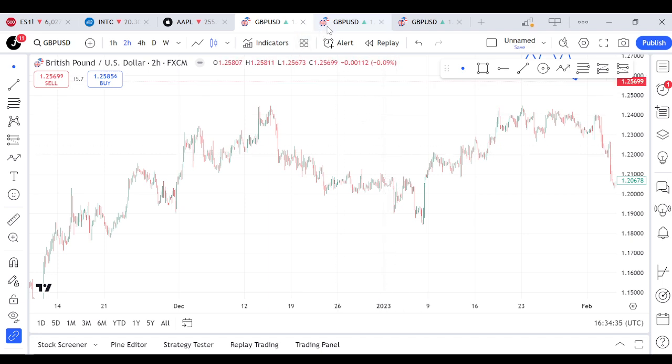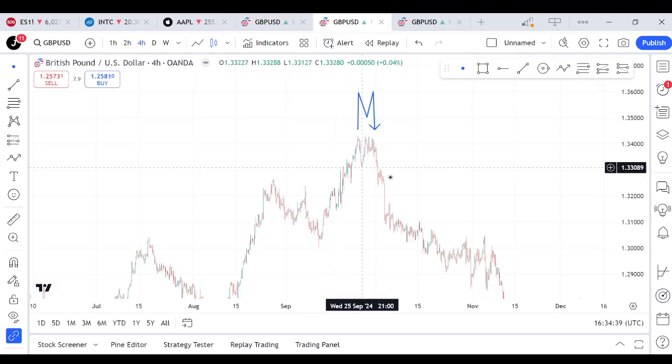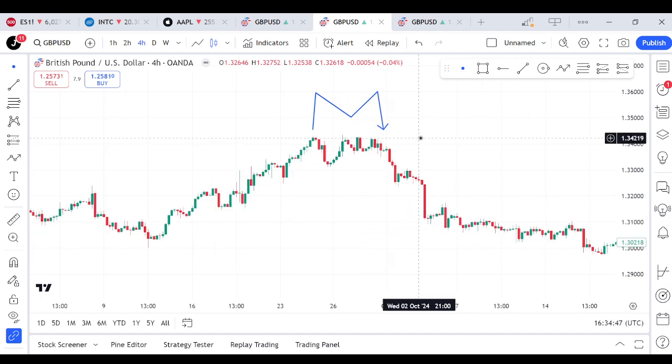Next, let's talk about the double top and double bottom reversal patterns. The double top and double bottom patterns are classic reversal formations that occur after strong trends. These patterns indicate that the market has tested a key level twice but failed to break through, signaling that a reversal could be imminent.